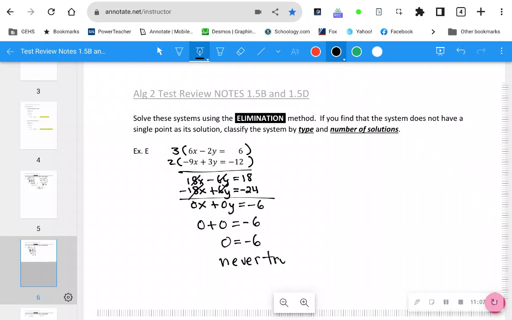So this is one of those ones that if you graphed it would be parallel lines. These are called inconsistent systems, and they have no solution.